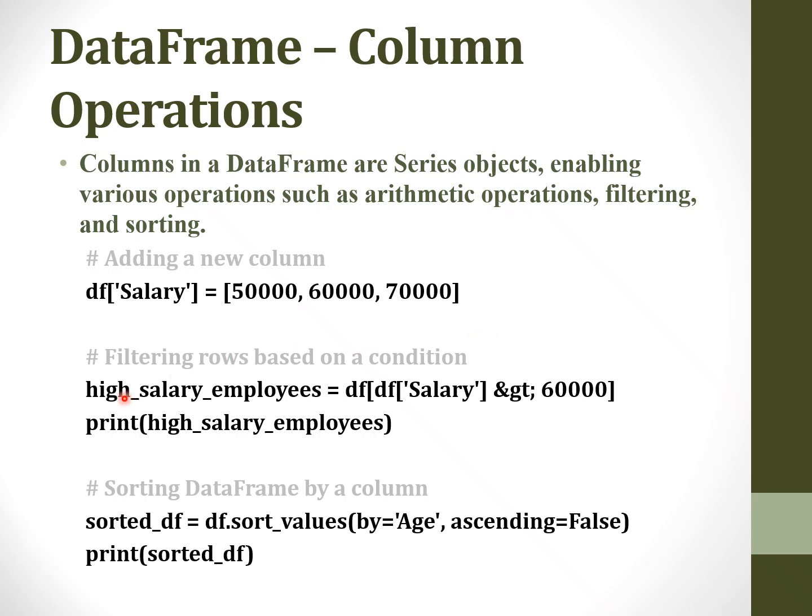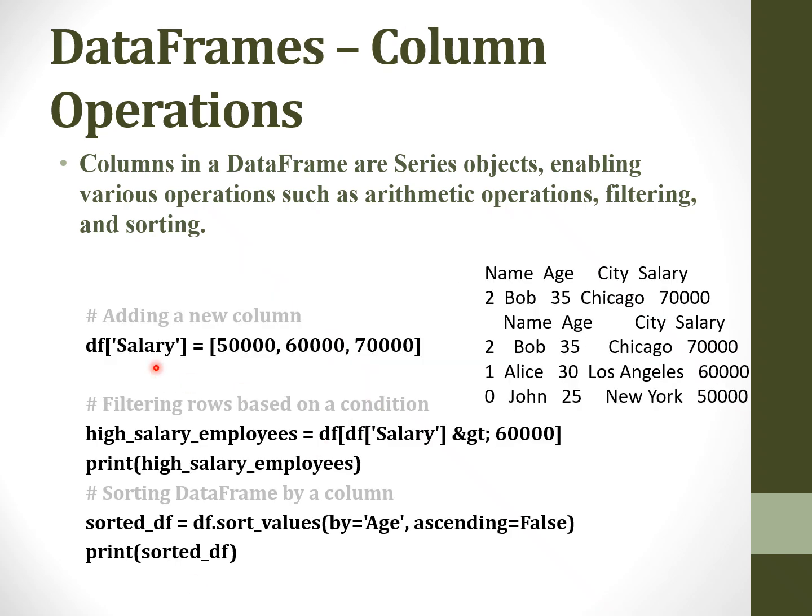If we want to filter the values based on any particular condition, then we can give it like this. High salary employee is equal to, in the data frame, data frame of salary, the salary column, whichever is greater than 60,000. If we want to print, we can print and see. So this is how you filter values based on any particular condition. Similarly, if you want to sort the data frame either by ascending or descending, we can also do that. For all of these, we'll see some examples in the upcoming slides.